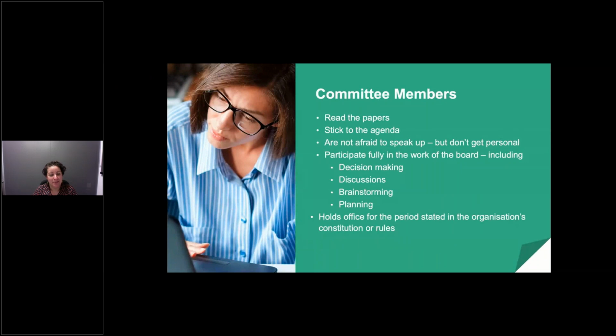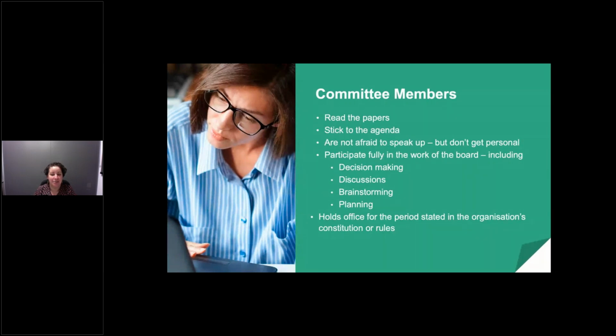Now, so we've talked about the specific roles of the chairperson, the deputy chairperson, the treasurer. So this is everybody. All committee members have these responsibilities, the roles we've just mentioned, as well as everybody else. So that's all your ordinary or general committee members. They should be, regardless of their role, participating in all aspects of the meeting.